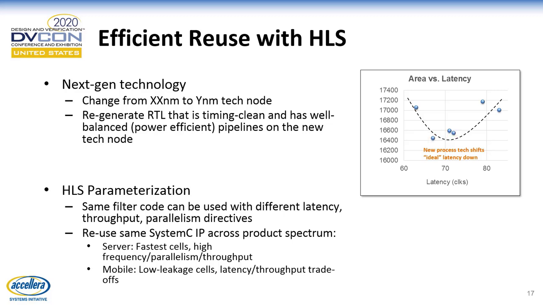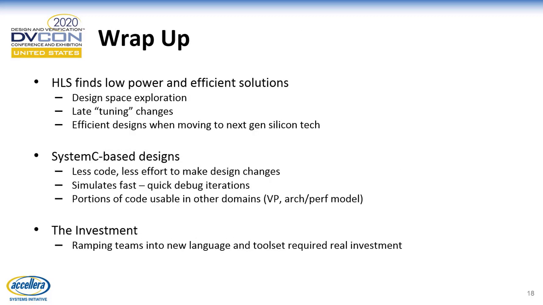And also the parameterization you can do with HLS, with SystemC and C++ specifically, goes a bit beyond what you can do with Verilog. One example might be you could have the same filter code in signal processing with a bunch of different latencies, throughputs, different varieties, depending on where you are in your filter chain and what you need. And like I mentioned, we can reuse the same SystemC IP across the spectrum from server on down to mobile. So to wrap it up, HLS finds low power and efficient solutions.